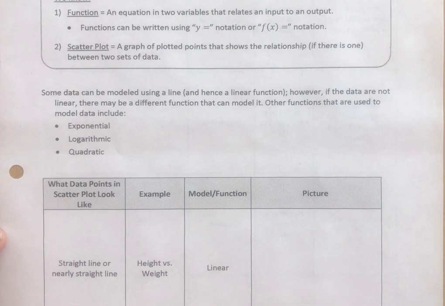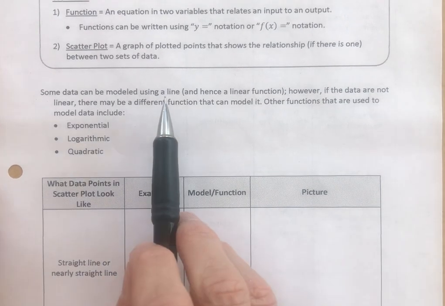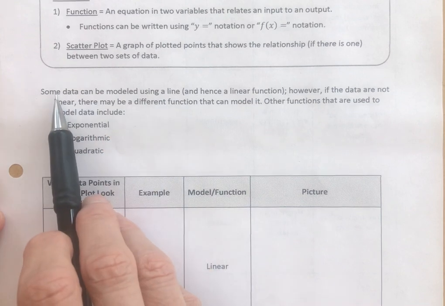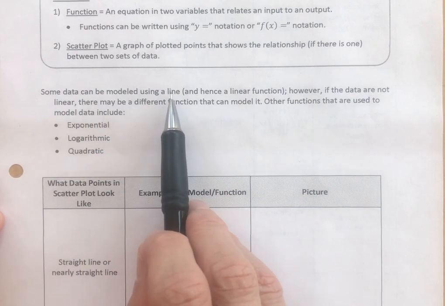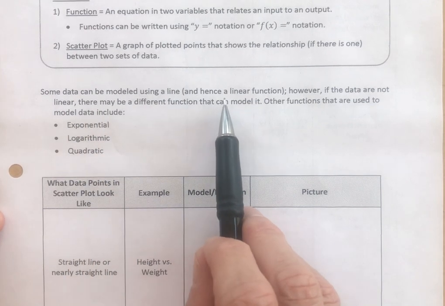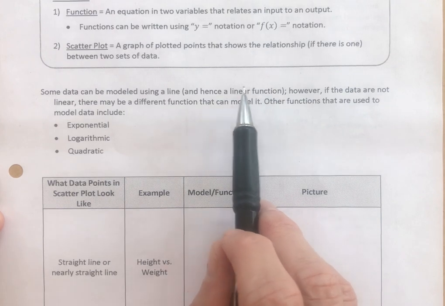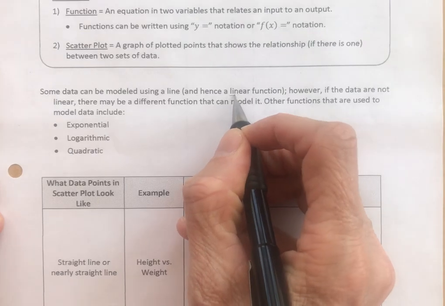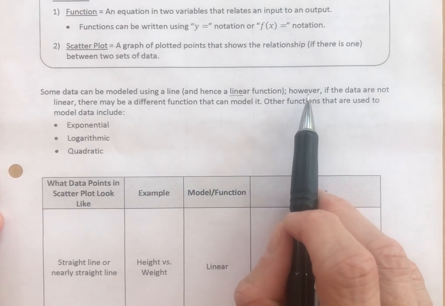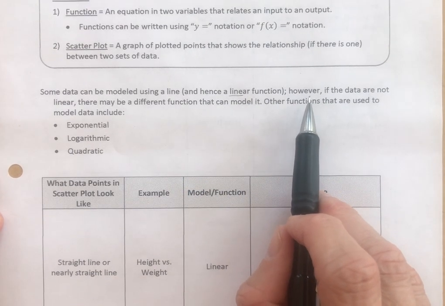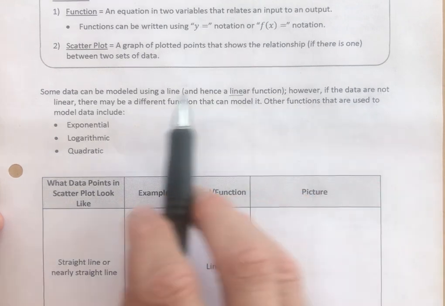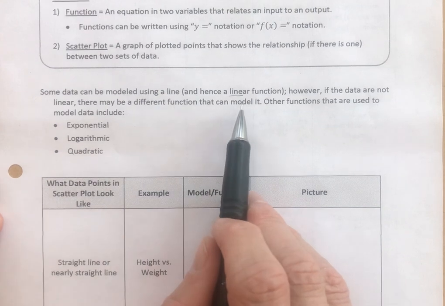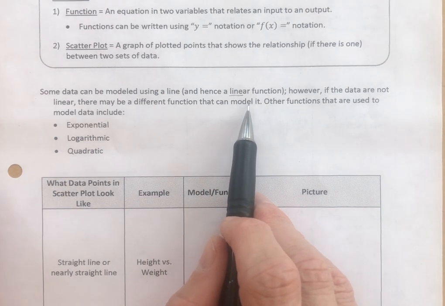Okay, we have seen and talked about linear functions or modeling data that's linear. Some data can be modeled using a line, and that's what we would call a linear function. Again, that root word line right here. I can underline it for you. However, the data is not always in a line. Okay, if the data are not linear, there may be a different function that can model it and then can be used to make predictions.